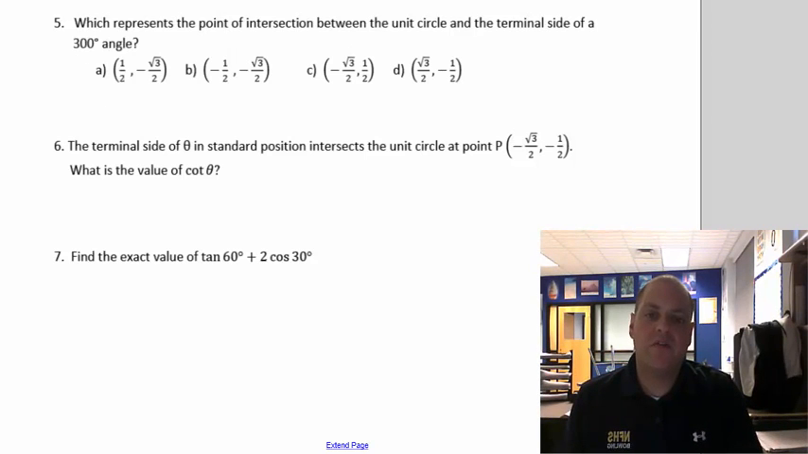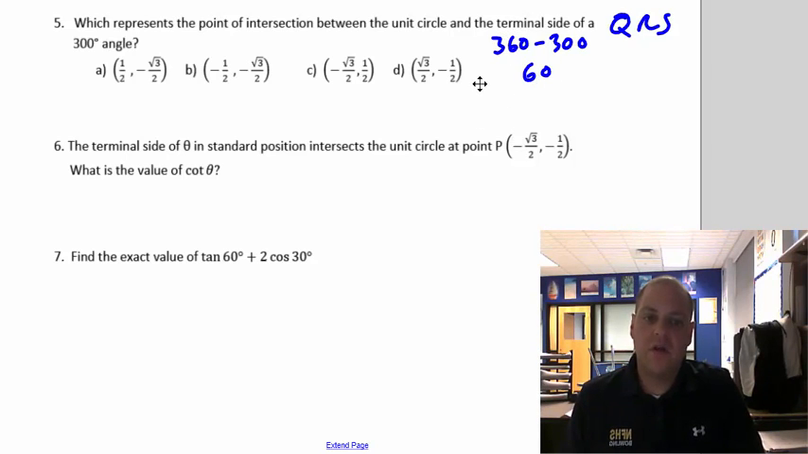Which represents the point of intersection between the unit circle and the terminal side of a 300-degree angle? You're just going to go to your unit circle and look for 300. Now, let's do it a different way. What's the reference angle for 300? Well, just do 360 minus 300. So we know it's 60. Remember QRS. Okay, so what's the quadrant? The quadrant is quadrant 4, and the reference angle is 60.